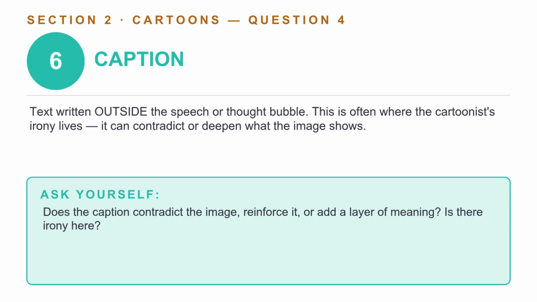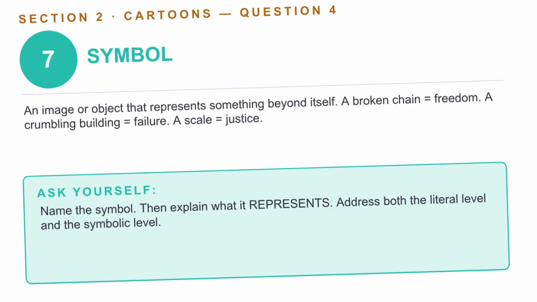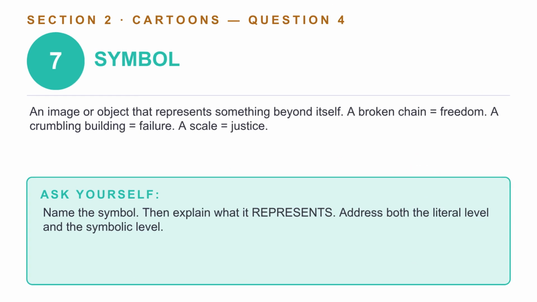Name it. Explain it. Element number 7, the symbol. A symbol is an image or object that represents something beyond itself. A broken chain represents freedom. A scale represents justice. A crumbling building represents failure or neglect.